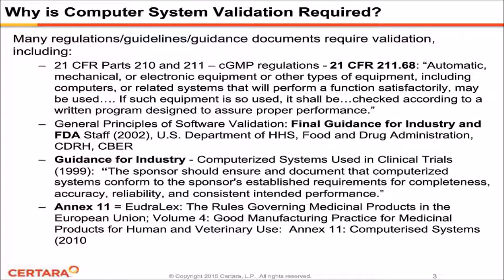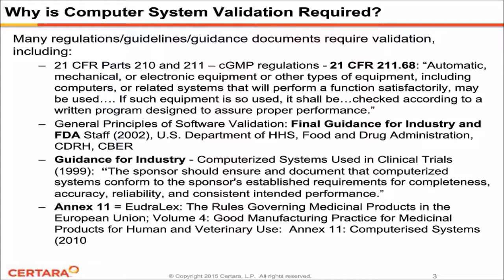So why is computer system validation required? There are many regulations and guidelines and guidance documents from domestic and international regulatory authorities and from other organizations which require computer system validation. Probably the oldest requirement is the US FDA CGMP regulations that were initially drafted back in the 1960s. And these regulations state that if a computer system is used, it must be checked according to a written program, which would be your validation plan for that computer system.